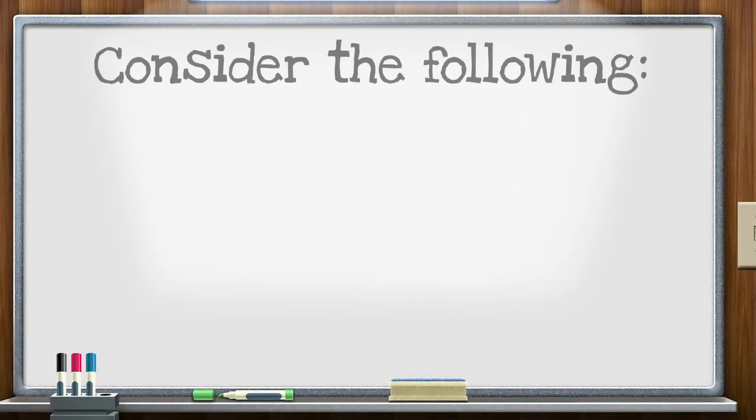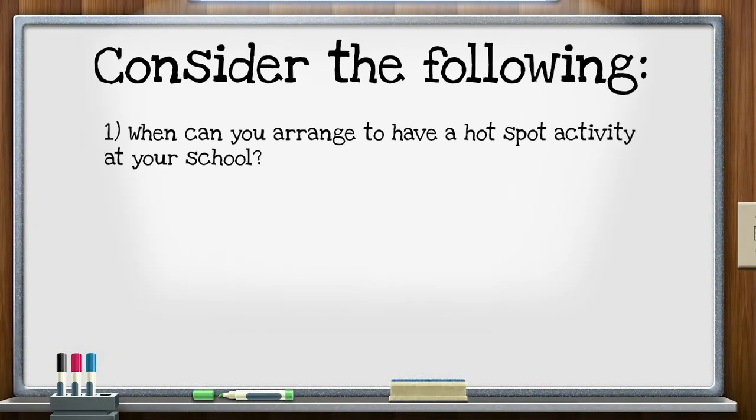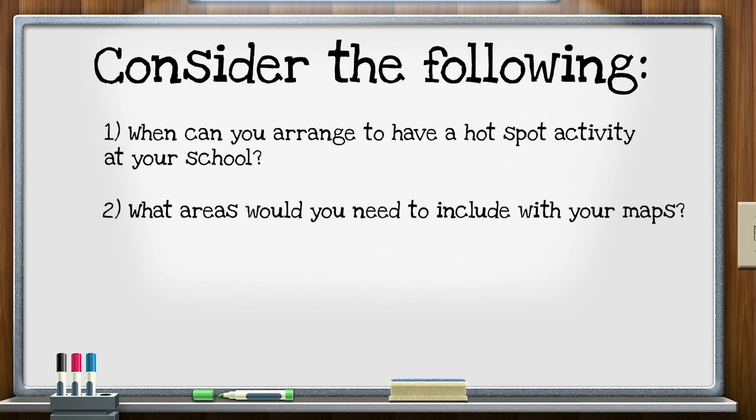Note that the predictions made as a part of the hotspot activity is useful only as information leading to the development of plans for prevention. Before moving to the next module on prevention, here are some things to consider. First, consider when you might arrange to have a hotspot activity at your school. Second, what areas would you need to include with your maps, and how will you get these maps?